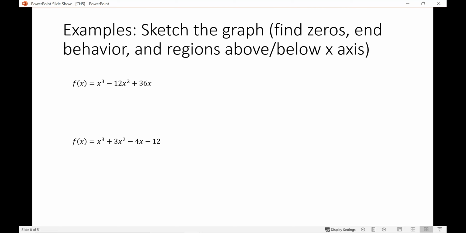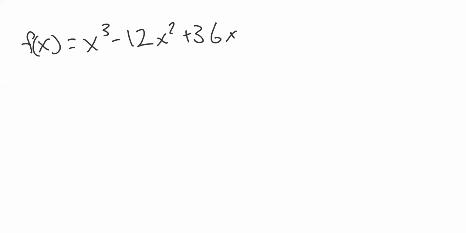So let's go through a couple examples here, and I'm going to do these on the whiteboard. All right, so in our first example, we've got a third degree polynomial, x to the third minus 12x squared plus 36x. If we want to find the zeros, the end behavior, and where it's above and below the axis, we can do that pretty easily. And then maybe we'll even try to give it a little sketch.